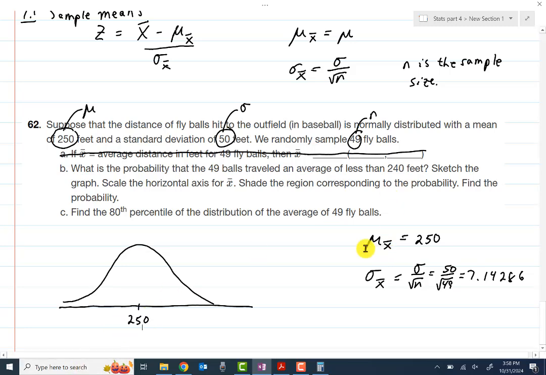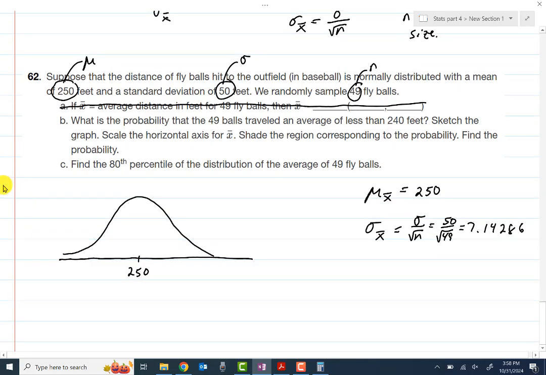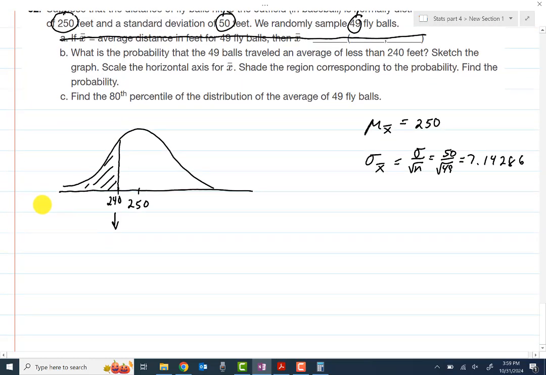This 250 is because our mu sub x is 250. And we want less than 240 feet. So 240, let me put about here. And then we're going to shade this way with it. So let me go ahead and get my values for that.